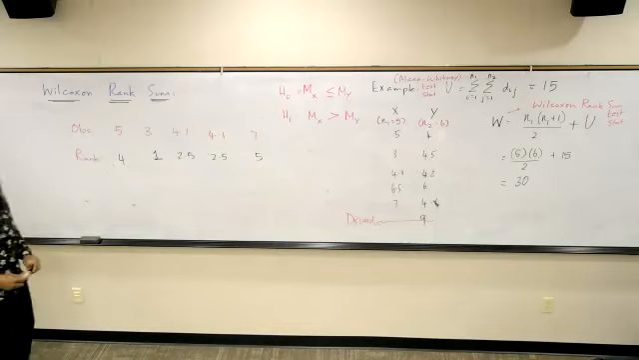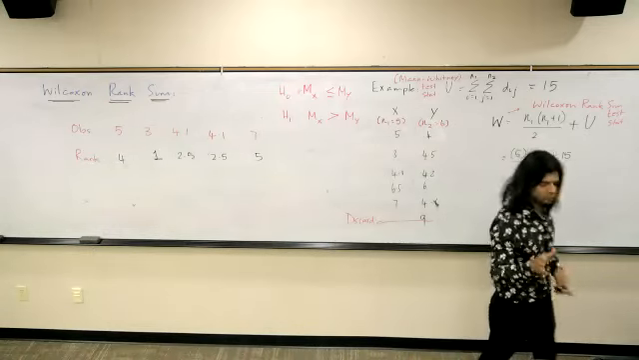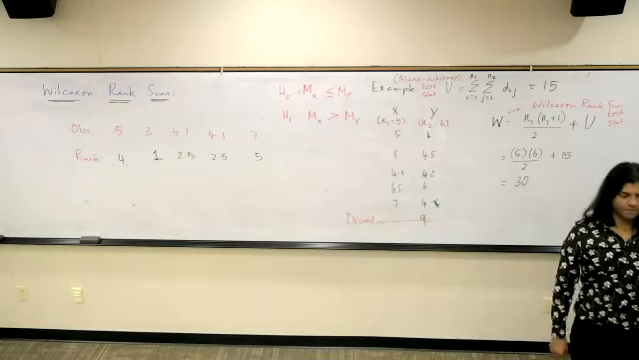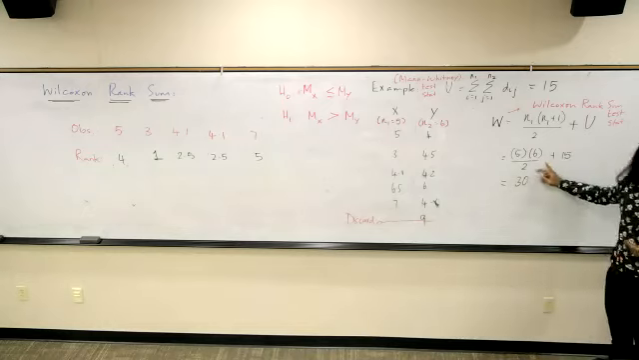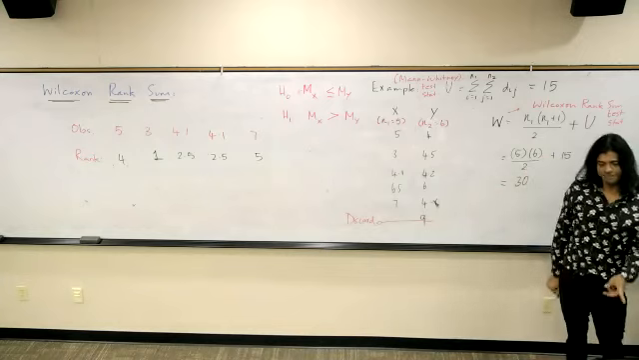N1 times N1 plus 1 divided by 2 over here was 15, correct? When we did not have ties, it was 15, correct? Add those values and tell me what you get.